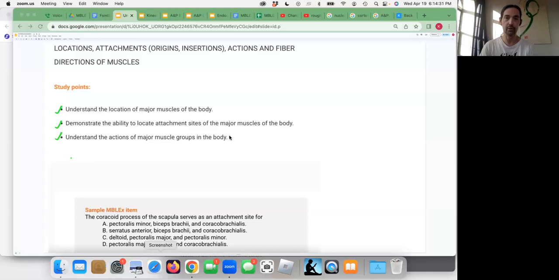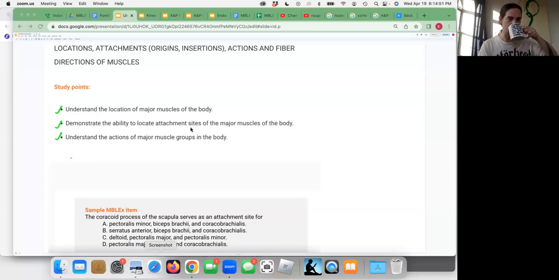There are circumstances where you want to know each and every one of those, but those are special, not for the MBLEx. Okay, and then the second one is to demonstrate the ability to locate the attachment sites of the major muscles of the body. Again, they're saying major muscles. Well, which ones are major? And attachment sites. All right, attachment sites.